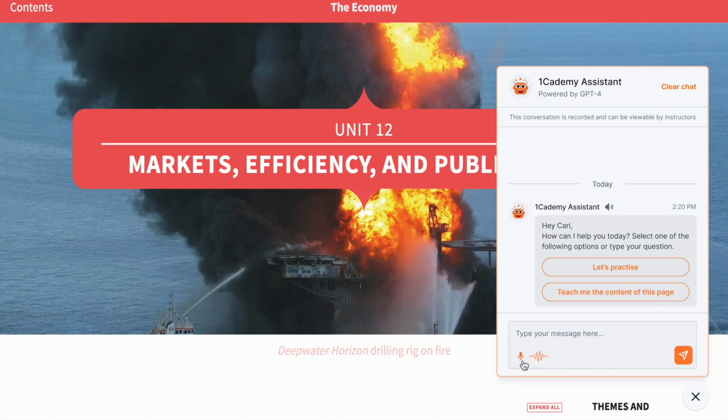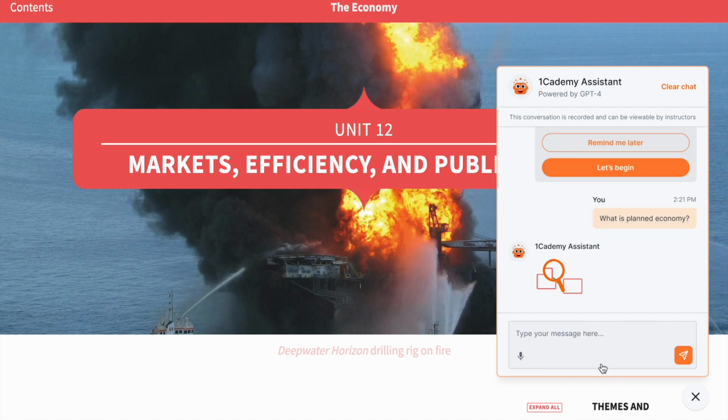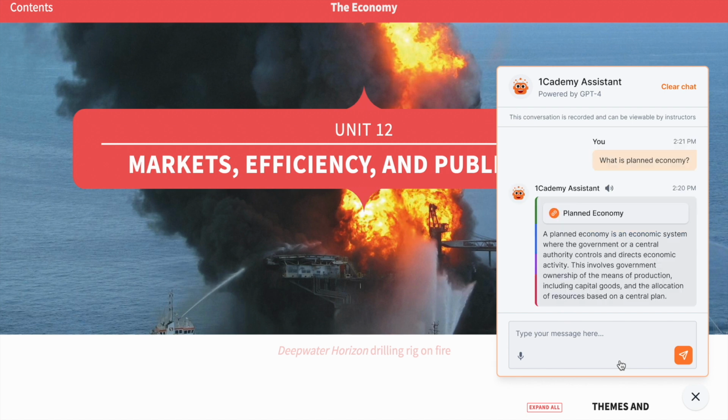The assistant also allows the user to use their voice rather than typing to ask questions and interact with it. Here, the user asks what a planned economy is. The assistant provides a definition. The user can read the definition or have it read to them by the assistant.